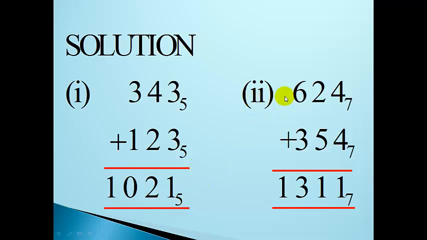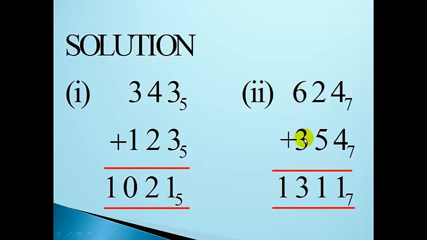Now II. 624 base 7 plus 354 base 7. Now 4 plus 4 equals 8. And 8 in base 7, the remainder is 1 and the number of group is 1. 2 plus 5 equals 7 plus the 1 group equals 8. And 8 in base 7, the remainder is 1 and the number of group is 1.